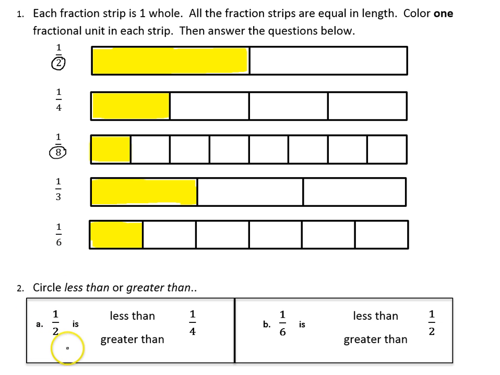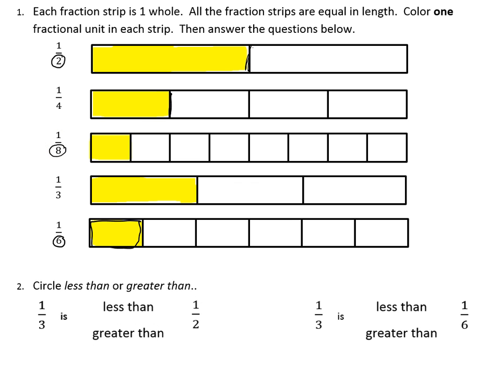Down here it says to circle less than or greater than. So 1/2 is being compared to 1/4. And you can see where 1/2 falls as compared to 1/4. So 1/2 is greater than 1/4. Next, we're going to compare 1/6 to 1/2. So here's my 1/6 piece. And again, it has a larger denominator, and so it's going to be smaller than my 1/2. And so we'll say 1/6 is less than 1/2.